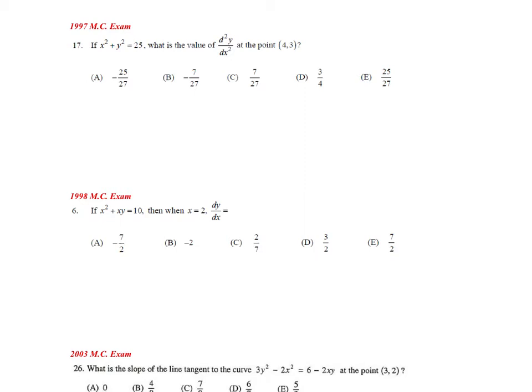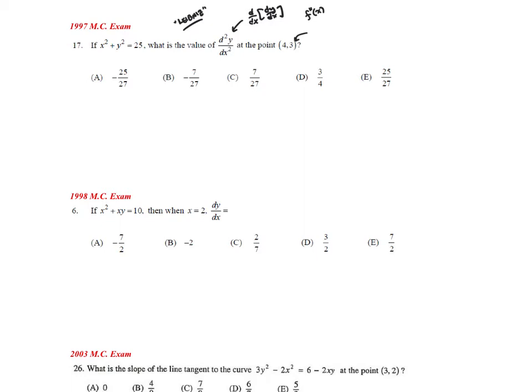It says if x squared plus y squared equals 25, what is the value of the second derivative, right? This is the derivative with respect to x of dy dx. Okay, that's called Leibniz notation. Leibniz was a mathematician who founded this notation that is equivalent to the second derivative with respect to x. Okay, at the point (4, 3). So we're given the point. We just want to find the second derivative at that point.